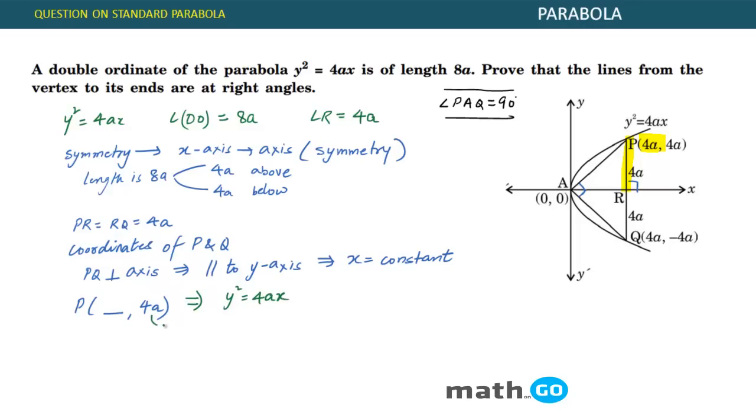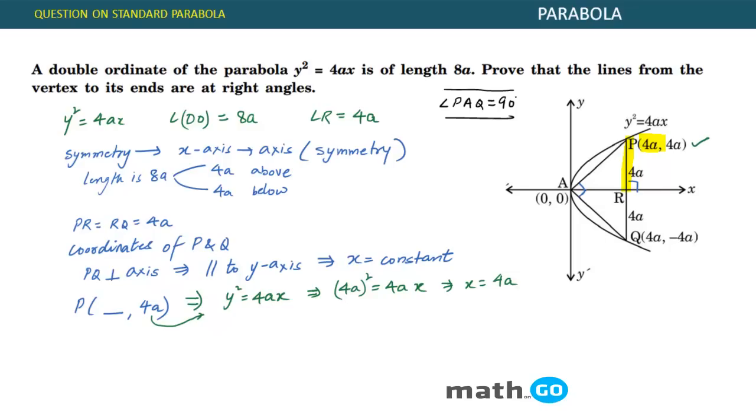You know the value of y, substitute it here. So what will this value become? 4a square is equal to 4a into x. Got it? And this will give you x is equal to 4a. That is why I have written this P point to be 4a comma 4a.